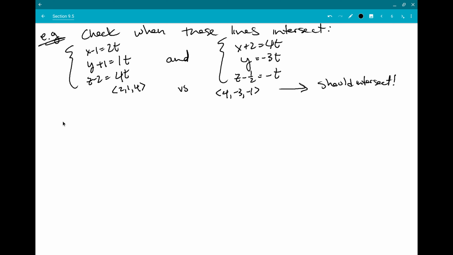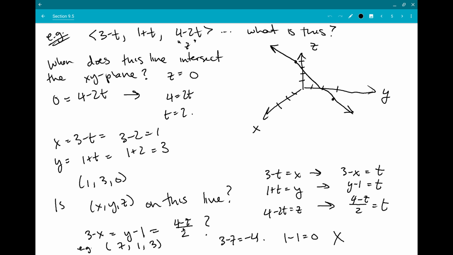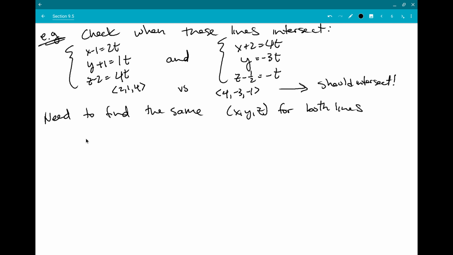To check if they do intersect, I need to find the same x, y, z for both lines. If they both pass through the same point x, y, z, if I could plug that number in and verify that it's on the line, then I would know that both of them intersect and it happens at that point. So for my first line, x is equal to 2t plus 1, y is equal to t minus 1, and z is equal to 4t plus 2. Just solving for x, y, and z.